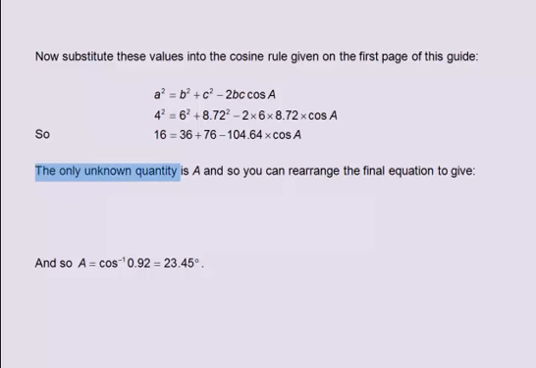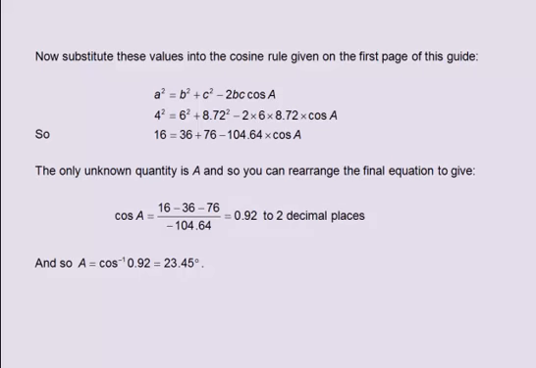The only unknown quantity is uppercase A, and so you can rearrange the final equation to give the cosine of uppercase A equals 16 minus 36 minus 76 all divided by minus 104.64, and this equals 0.92 to 2 decimal places. And so uppercase A equals the inverse cosine of 0.92, which equals 23.45 degrees.